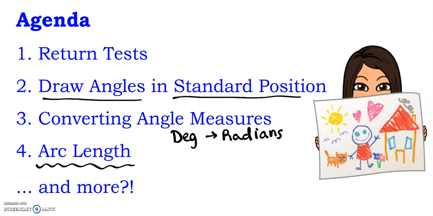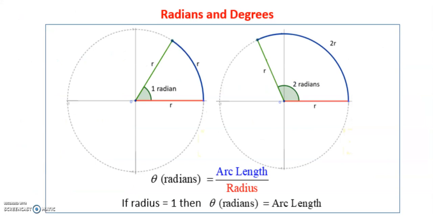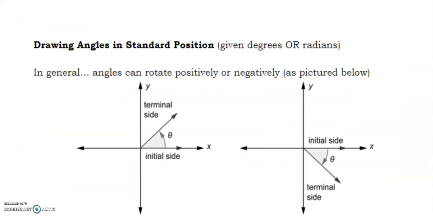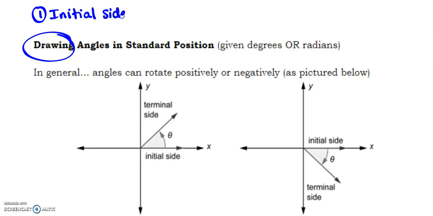All right, so at this point you should be in your notes packet, and we are going to start right here at the top of the second page on drawing angles in standard position. The first thing you need to know is that any angle that you draw is going to have three parts. The first part is its initial side, which is a ray that will always start at the origin and go out horizontally. It will always be horizontal, right out along the x-axis.